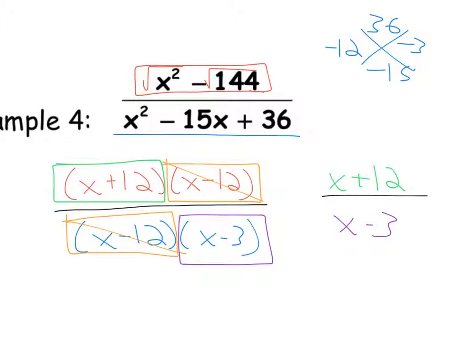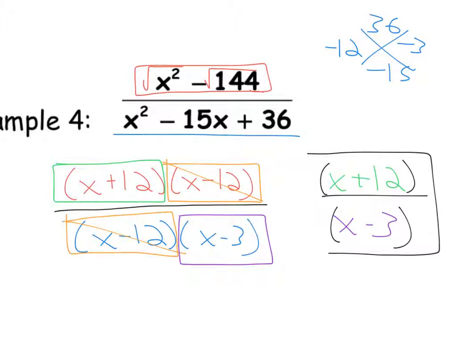Now remember, you can think of each of these as staying in those parentheses. Don't get any crazy ideas. Oh, I can cancel out the x's, and then 12 divided by negative 3 is negative 4. Don't do it. X plus 12 only cancels out with an x plus 12. X minus 3 only cancels out with an x minus 3. So this is our final answer. So to what we've been doing, we're just adding the step of factoring first.